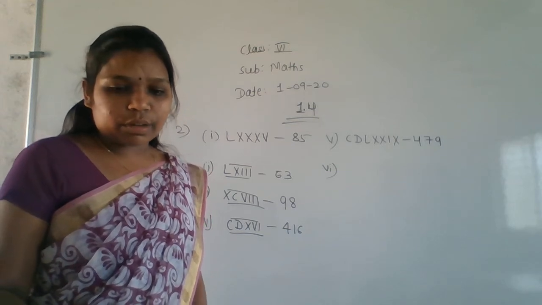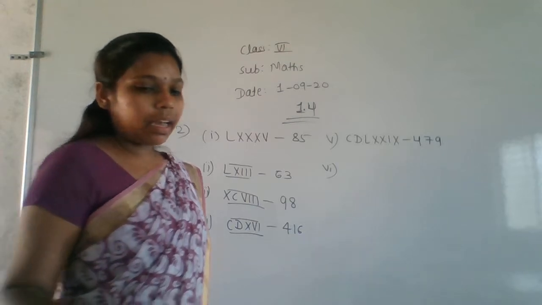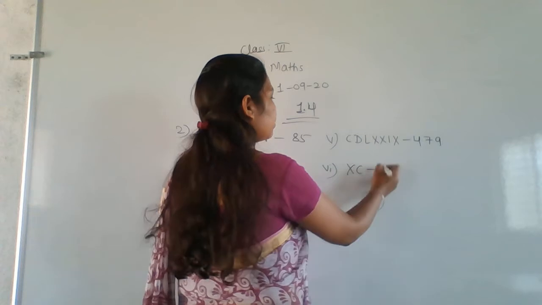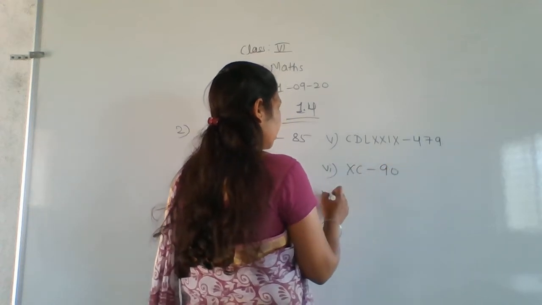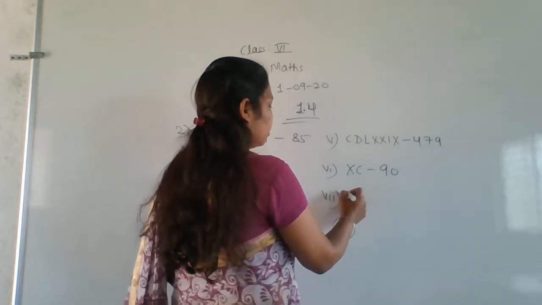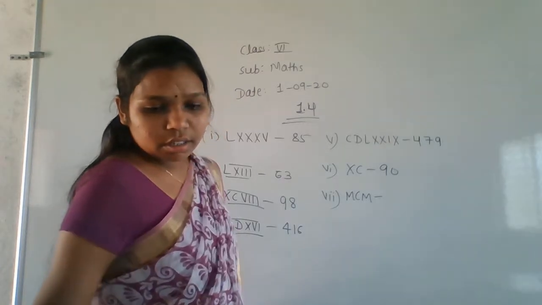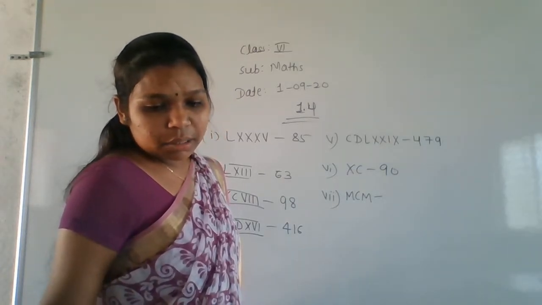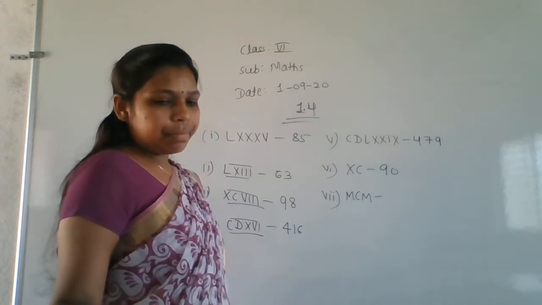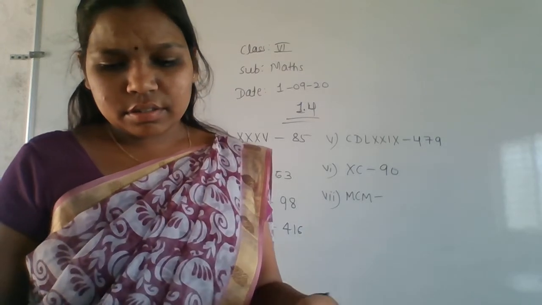Is everyone getting it? Okay, so next we go for the sixth one, XC. XC means 90. Next, MCM. M means 1000. But what is MCM here?